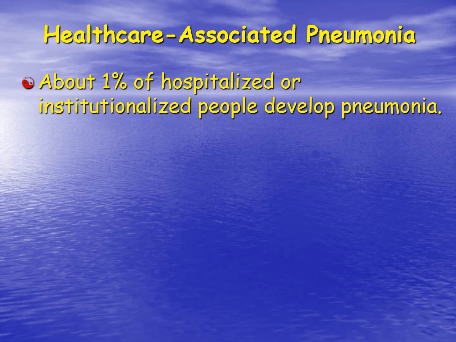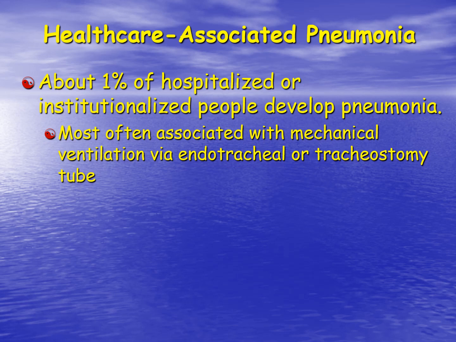Now, healthcare-associated pneumonia. This actually accounts for several people that develop pneumonia in hospitalized. So about 1% of all hospitalized or institutionalized people will develop a healthcare associated pneumonia. Most often this is associated with mechanical ventilation via endotracheal or tracheostomy tubes. These pneumonias oftentimes carry a 30 to 50% mortality rate, and one of the reasons is because most of the time these individuals are already immune compromised. They're in the hospital for something else. They're older in a nursing care facility.